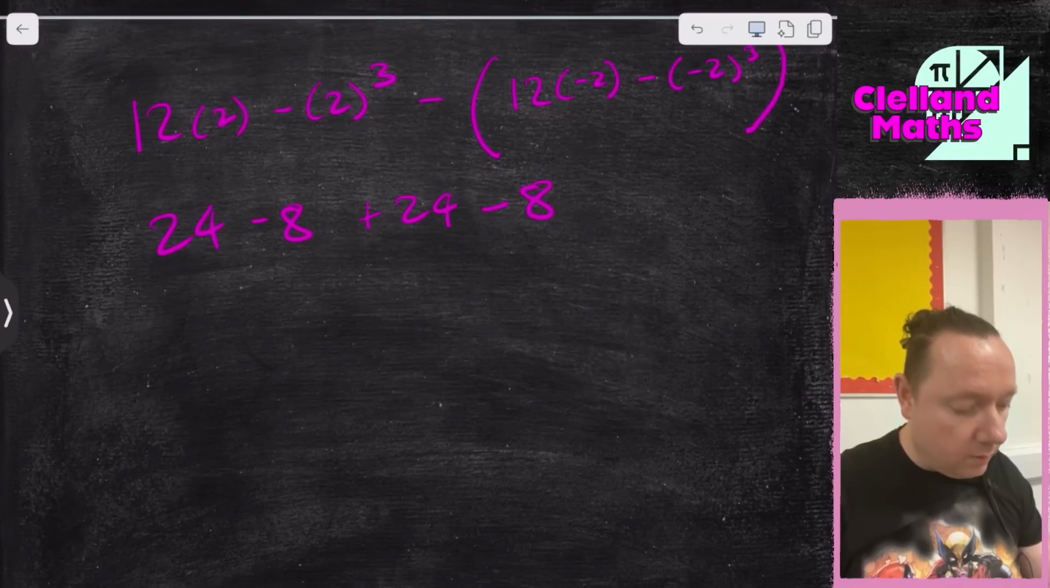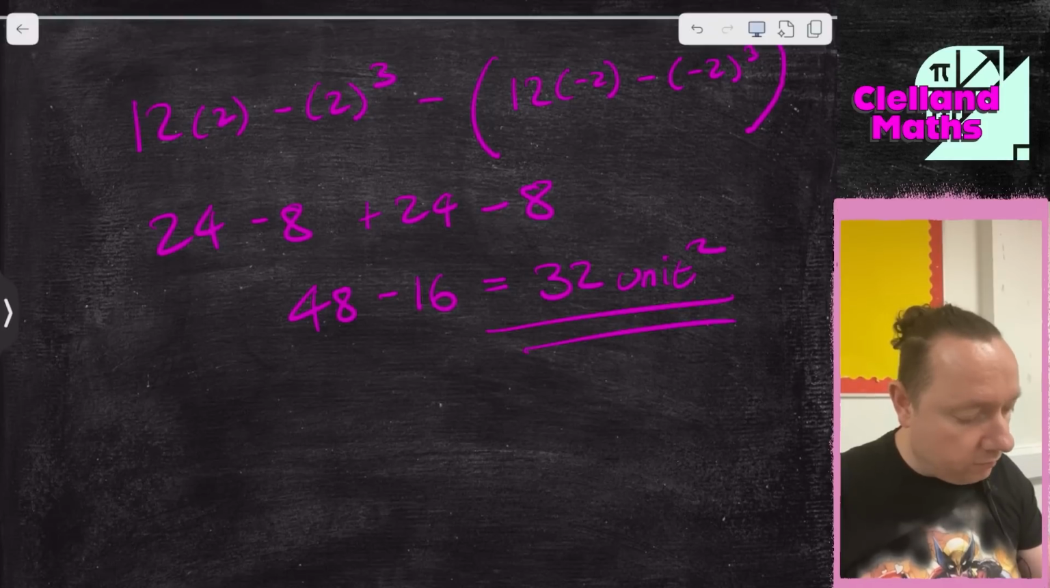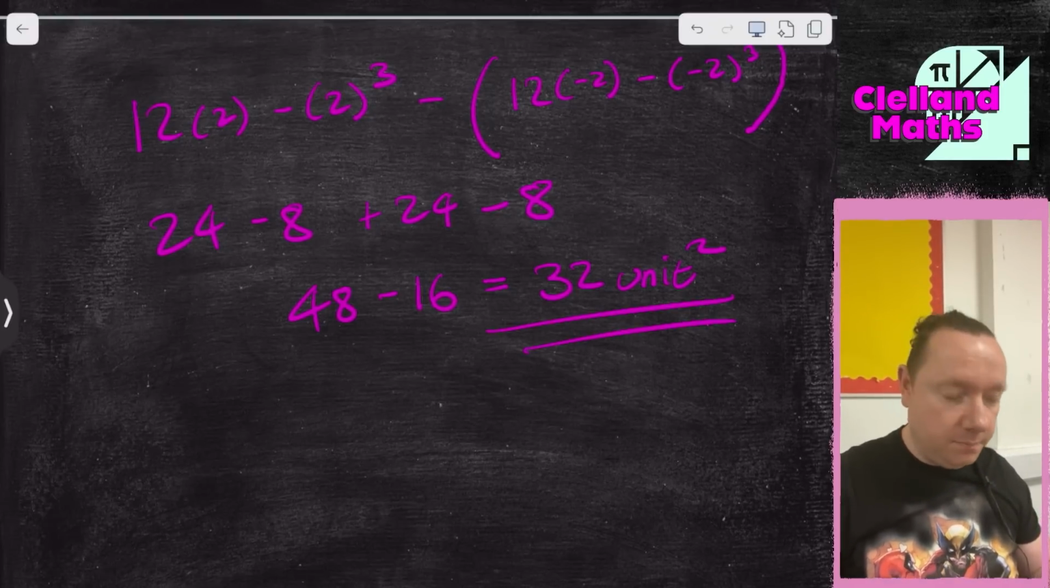So I've got 24 plus 24, take away 2 8s. So that's 48 minus 16, which is 32. 32 units squared, because I don't think I actually know what the units are.